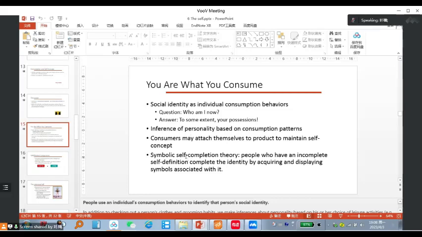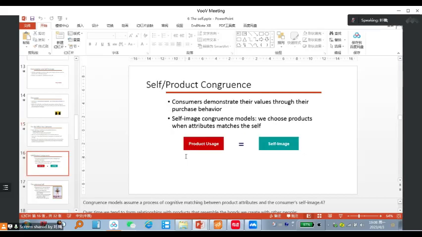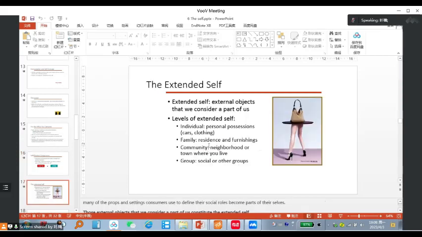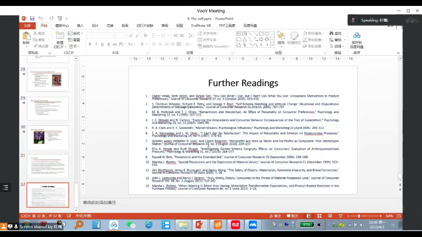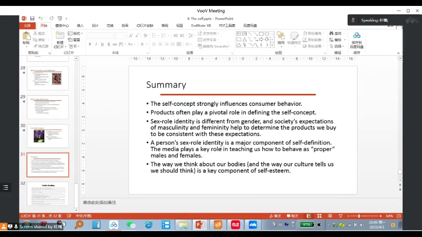We introduced the symbolic self-completion theory and the congruence between self and the product. Self-image congruence models, which we can use as an equivalent. Product usage to some extent means self-image, to show who you are. And we introduced gender differences and the body.